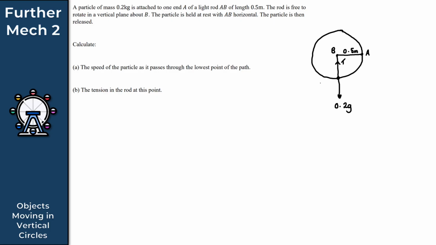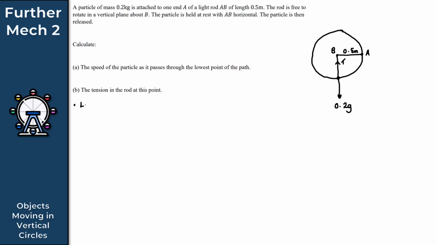As you can see, my art skills here are certainly not the best, but it doesn't really matter too much, right? As long as we can basically make out what's happening with this problem. So first things first, let the speed of the particle at the lowest point be v meters per second. And for the next point, I'll let the tension in the rod be T, right?